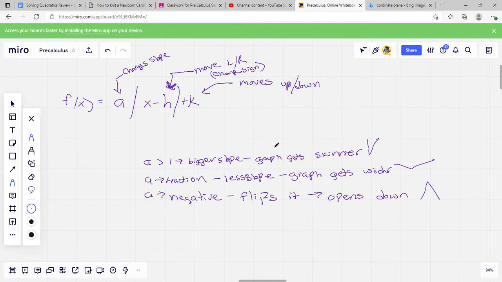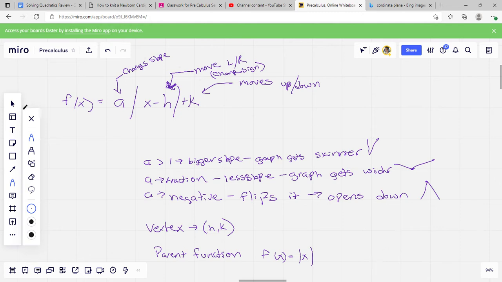H moves it left and right. Make sure you change the sign. K moves it up and down. Your vertex is h, k. Okay, and your vertex is the place where it changes direction. The parent function is written as f of x equals the absolute value of x. And then the A, H, and K are added to that.